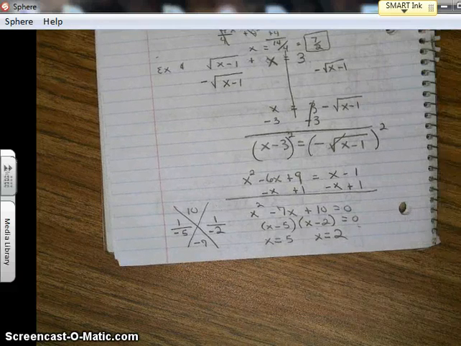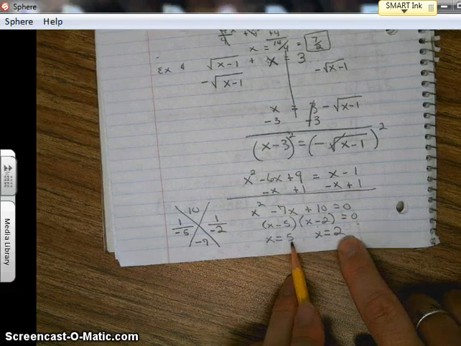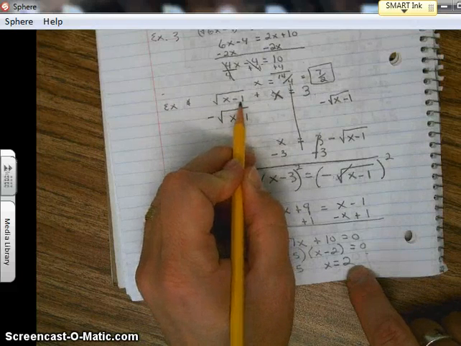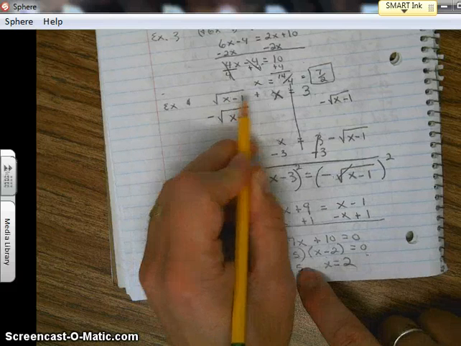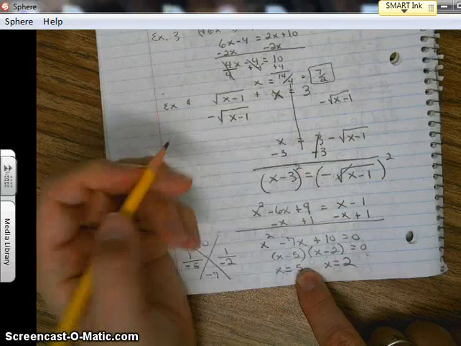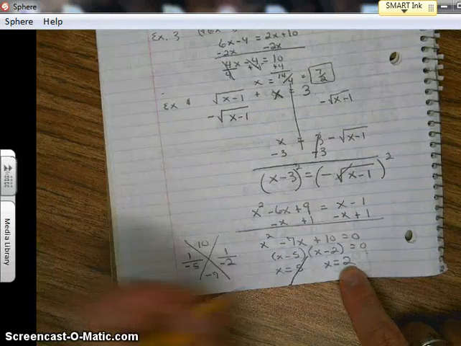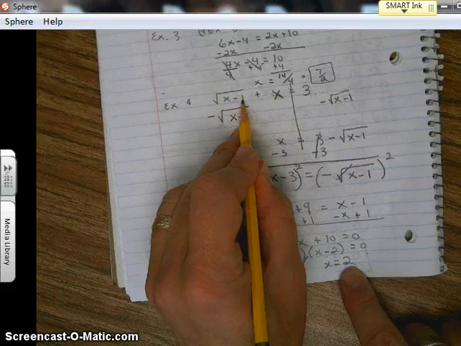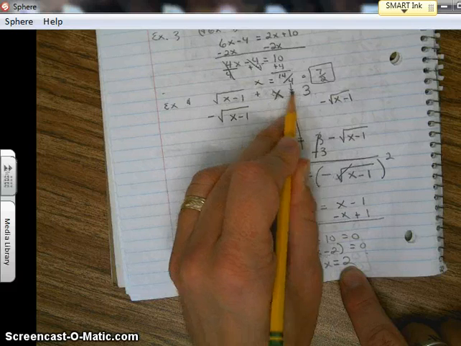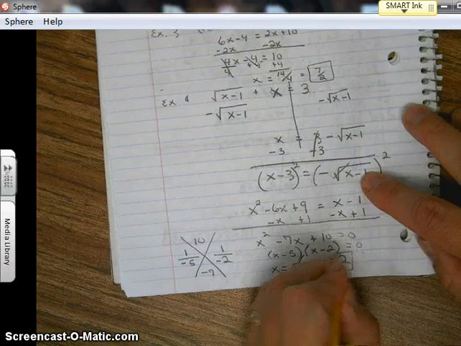Now here's where we need to just make sure that both of them work. So let's plug 5 in. 5 minus 1 is 4. The square root of 4 is 2. So we're going to have 2 plus 5 is 7. Does that equal 3? No. That's extraneous. Does not work. Let's try this one. 2. 2 minus 1 is 1. The square root of 1 is 1. 1 plus 2 is 3. Bingo. That's the answer we want.